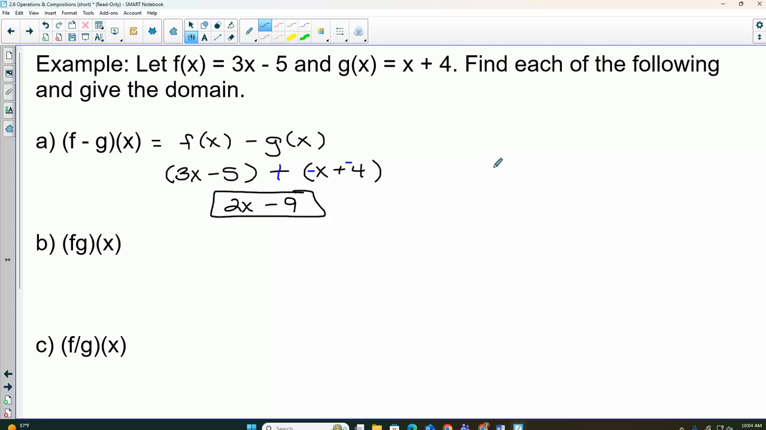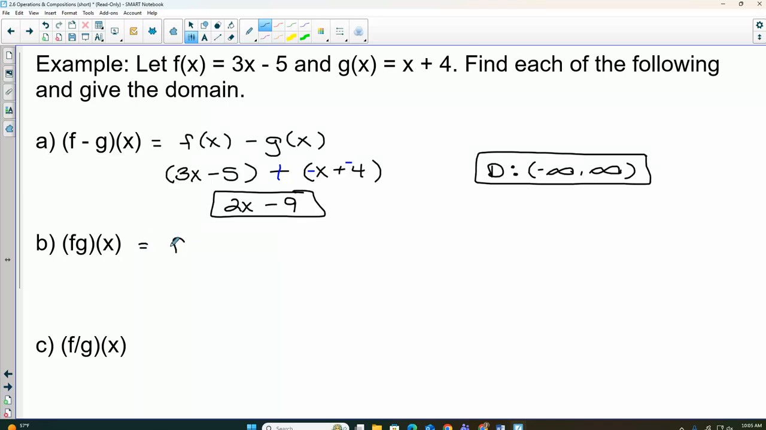I also asked for the domain. When I look at this, there's not a fraction, there's not a radical, so what's my domain? Right, all real numbers.